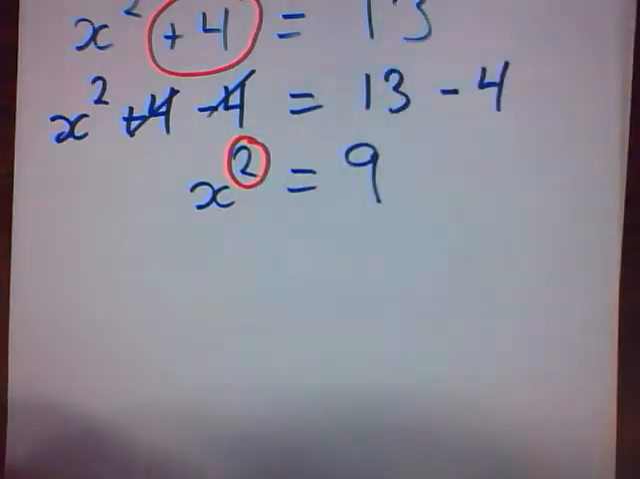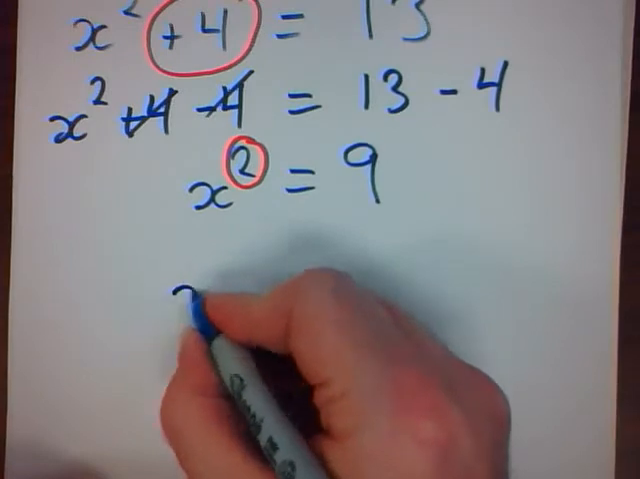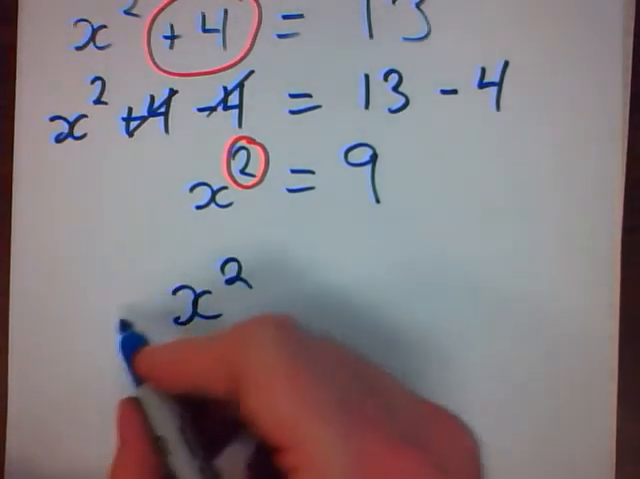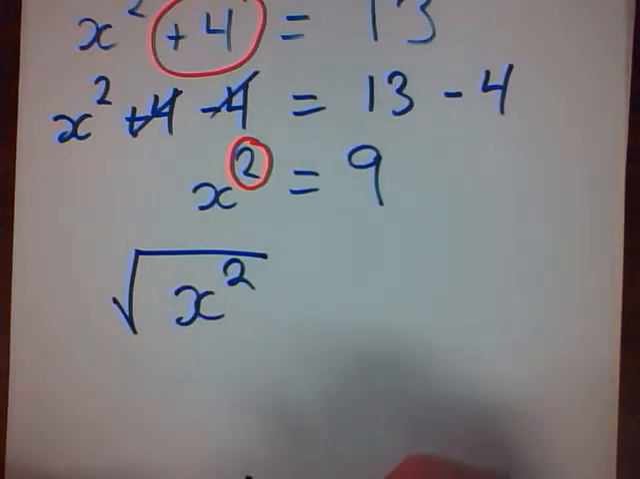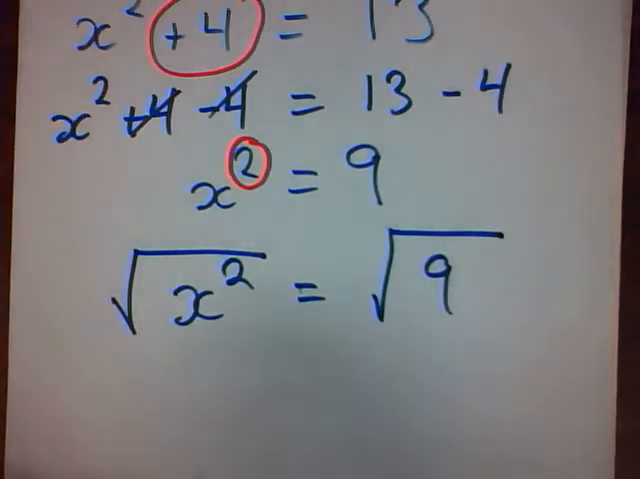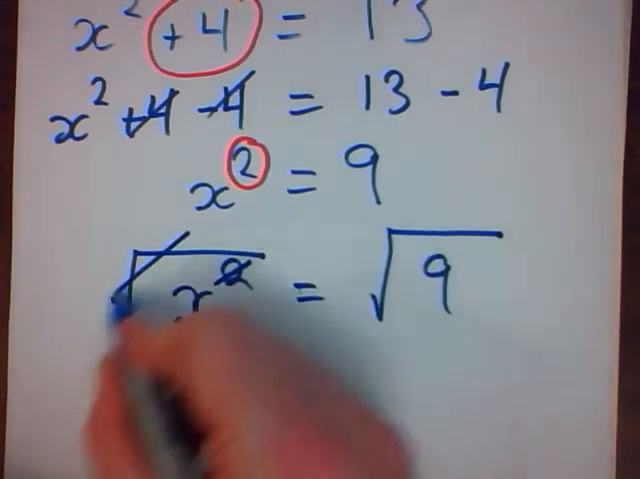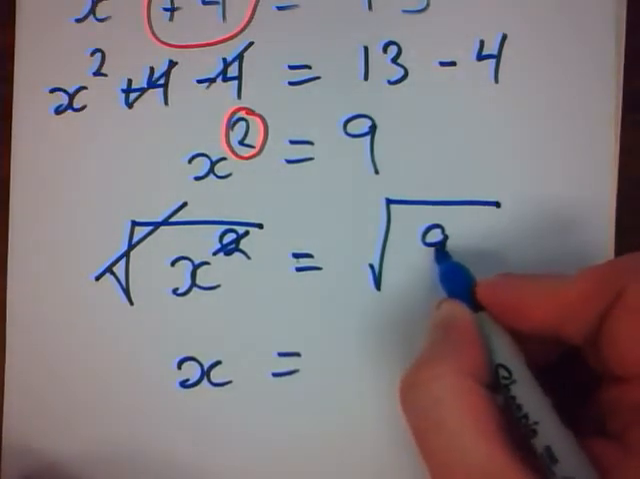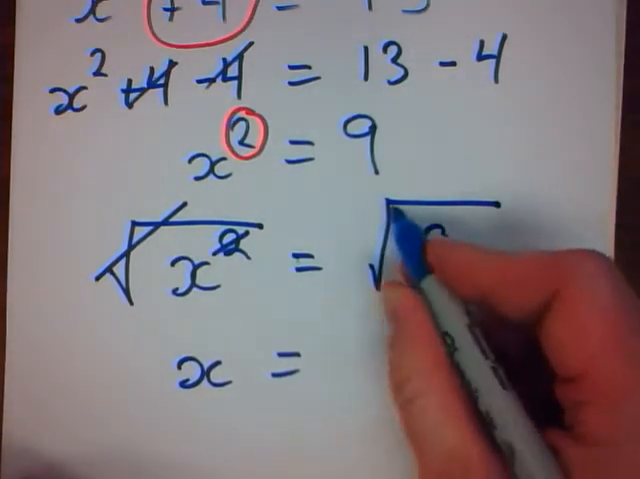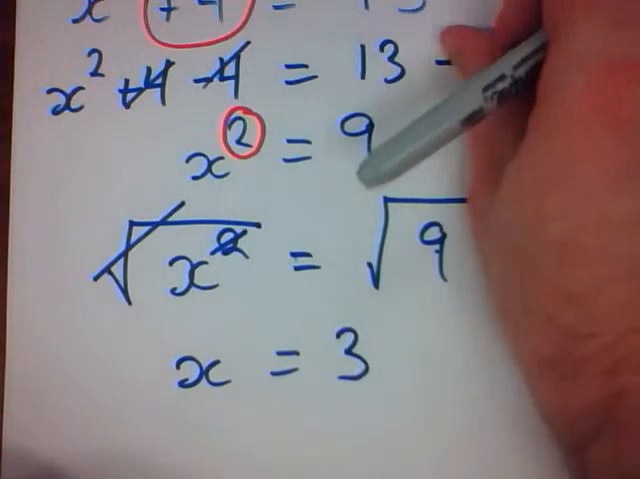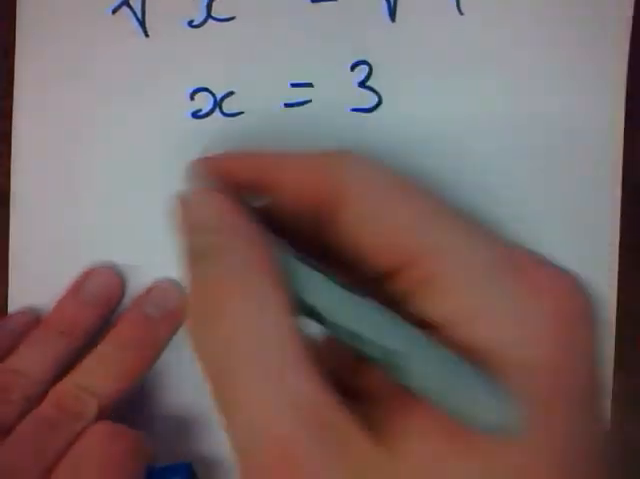But what is the opposite of x to the power of 2? How do I do the opposite of exponents? I do roots. And whatever I do to one side, I must do to the other. The squared and the square root will cancel each other out. What number multiplied by itself equals 9? Because that's what a square root is. What number multiplied by itself? The answer is 3. Let's test that out.